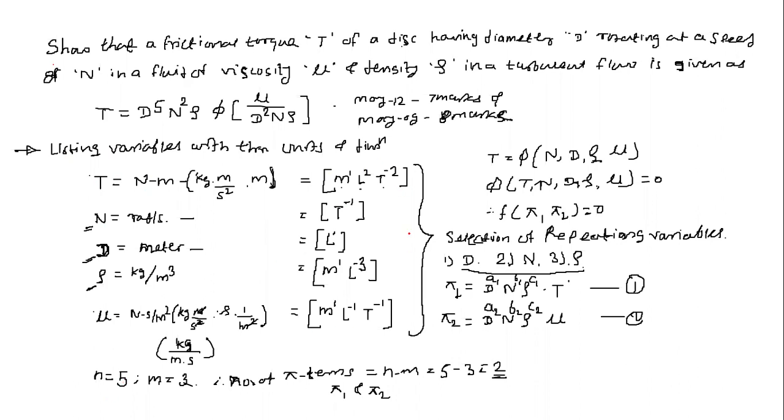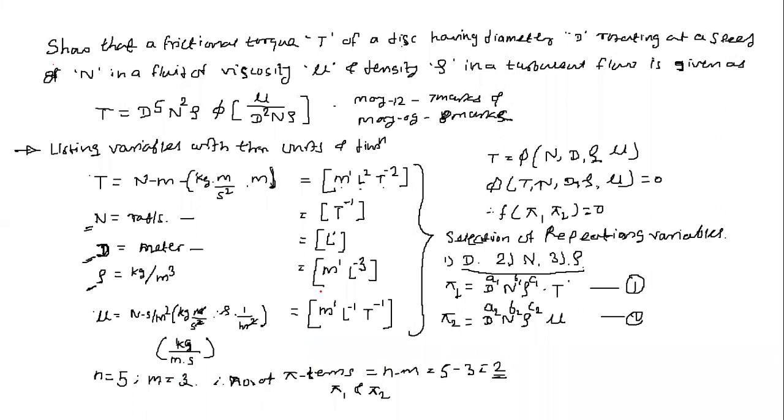Then from all the dimensions we have written, we found how many fundamental dimensions there are. Out of the fundamental dimensions L, M, T, all 3 are present, in combination or in separate form. So I wrote here m is equal to 3.